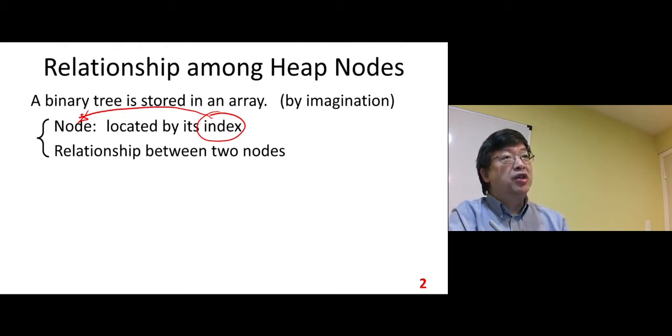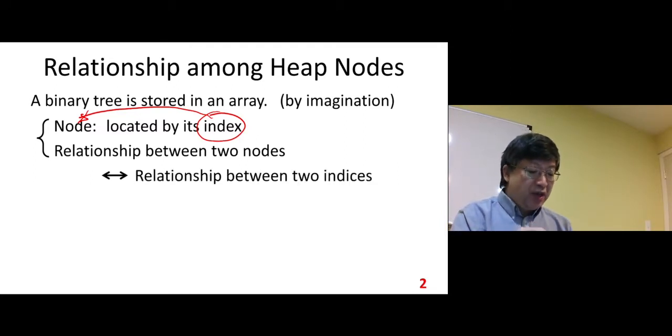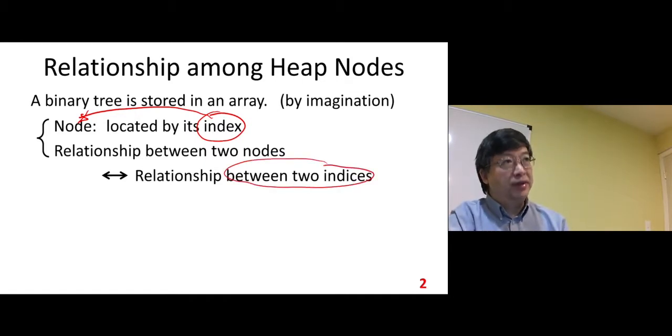Then when we consider the relationship between two nodes, we just convert that relationship to another relationship between two indices, two array indexes. So let me show you how to do it.